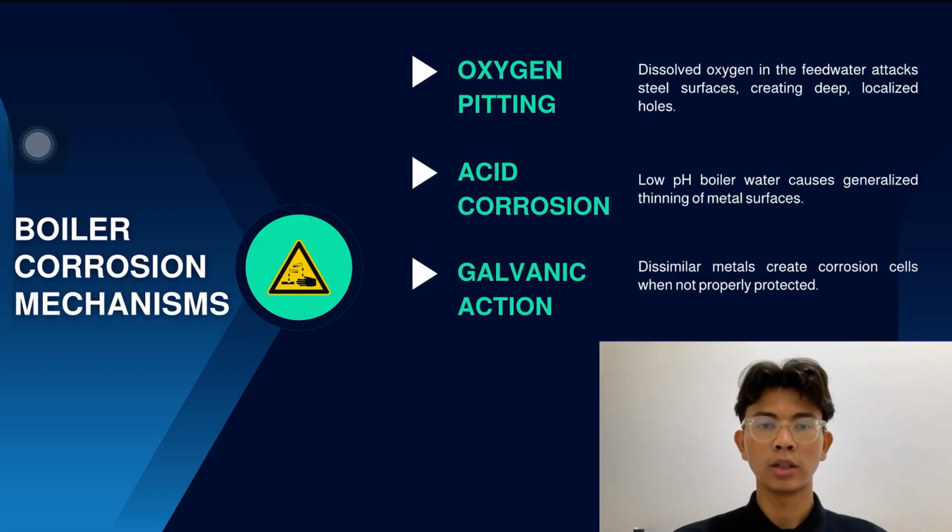Next is corrosion. We generally face 3 mechanisms here. First, oxygen pitting. Dissolved oxygen attacks steel, creating deep localized holes. Second is acid corrosion. If the pH is too low, we get generalized metal thinning. Third is galvanic action, which occurs between dissimilar metals.